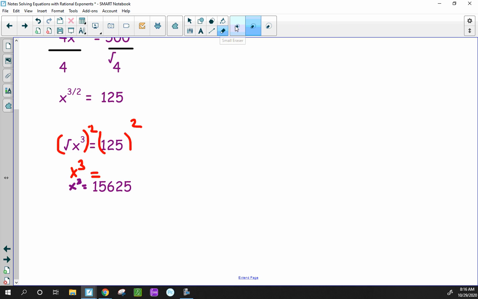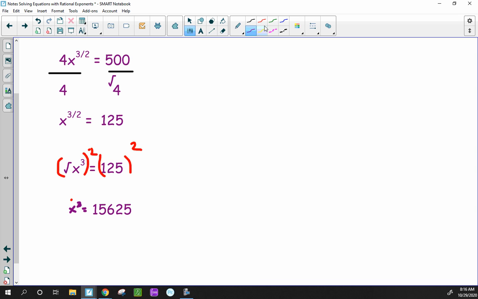There we go. Get rid of this. And then at that point, you still don't have x by itself, so now you're going to have to do the opposite of cubing, which is taking the cube root on both sides. And then x will be by itself. So now we need the cube root of 15,625. And that should be 25. Okay, so that's what I think the answer is.